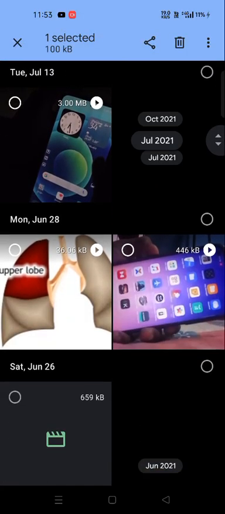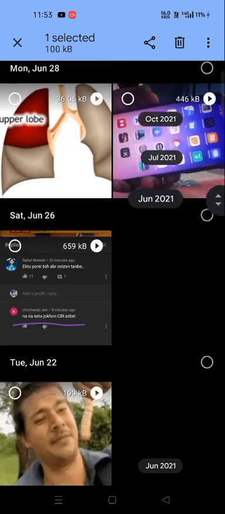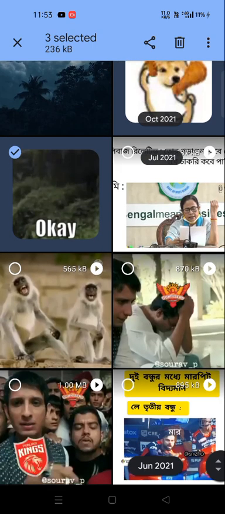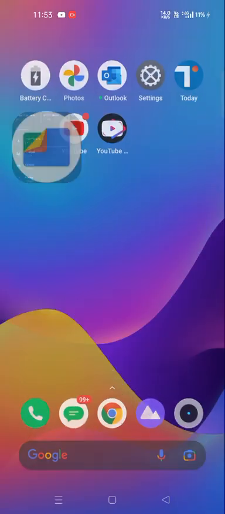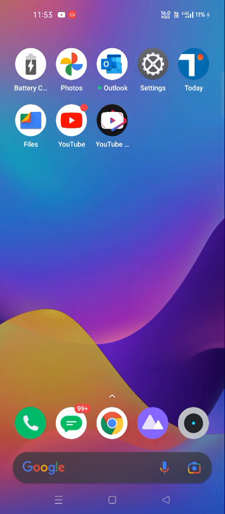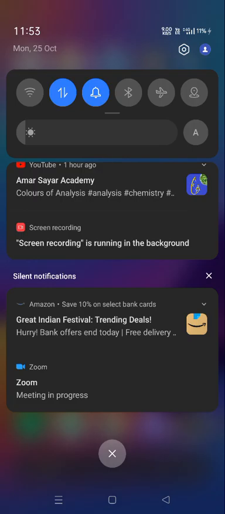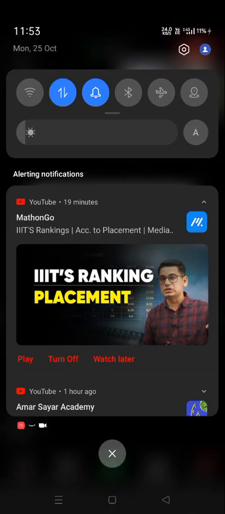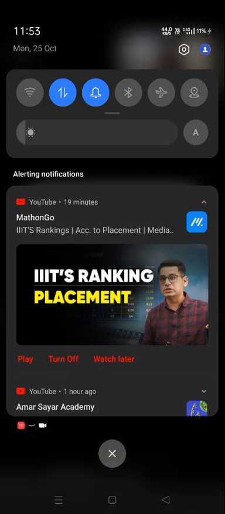We have made a mistake here. This is incorrect: pOH equal to pKb plus log of conjugate acid by base. As we know that pH plus pOH equal to 14, pH is calculated by 14 minus pOH, or 14 minus pKb plus log of conjugate acid by base.